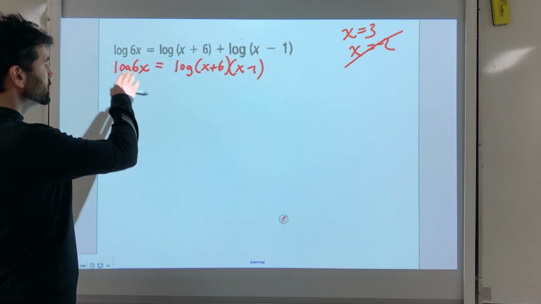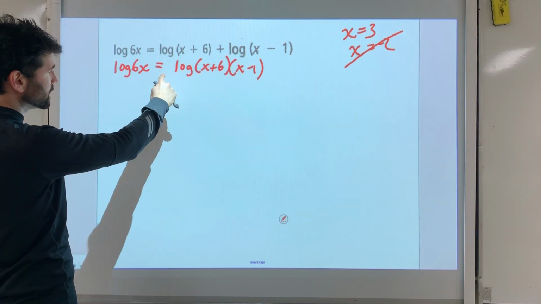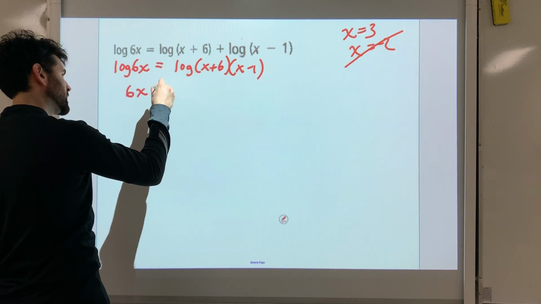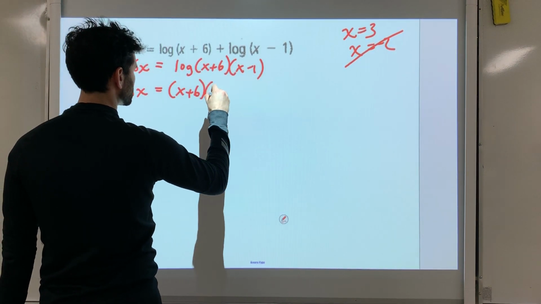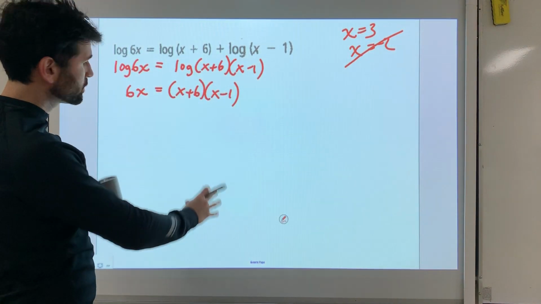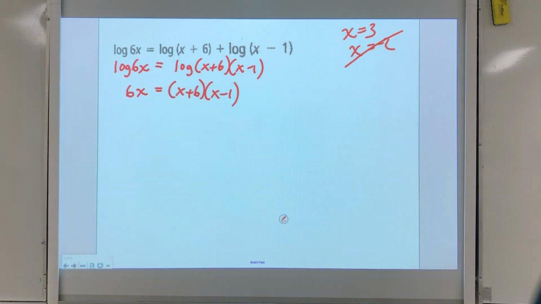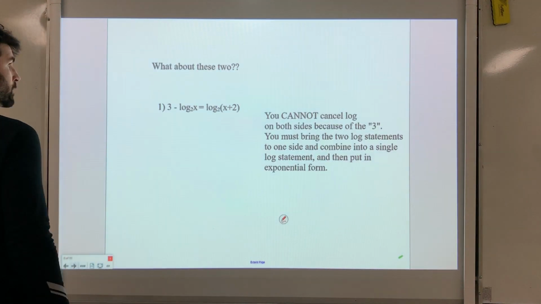But at this point, you now have one log on this side, one log on this side. They have the same base and they're equal. So the arguments must equal each other. So I just say, hey, 6x has to equal this argument right here. Then you would FOIL it out, group your like terms, solve for x. That's the answers you should get. Good luck! Feel free to email me or talk to me if you're having trouble.